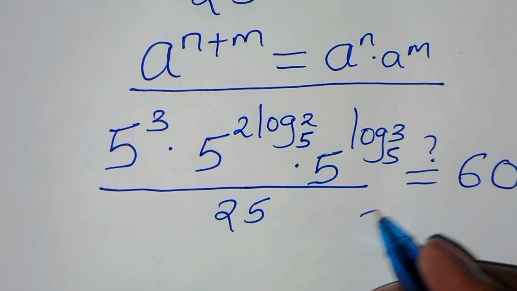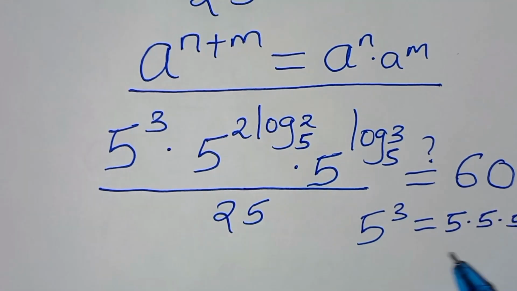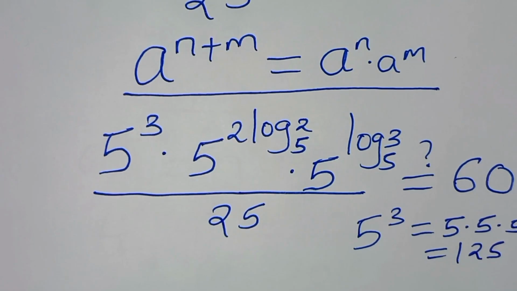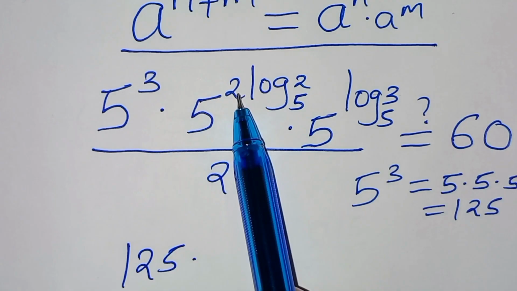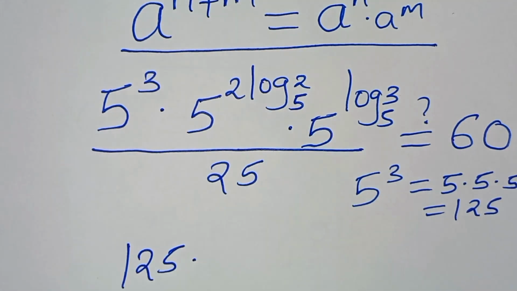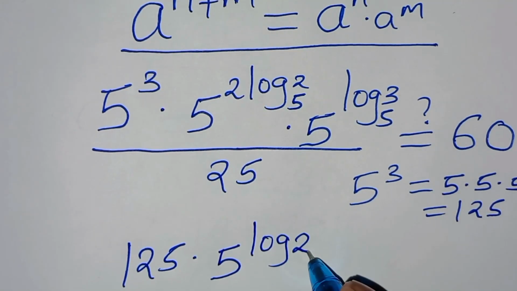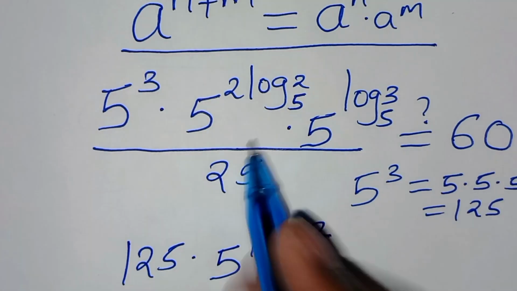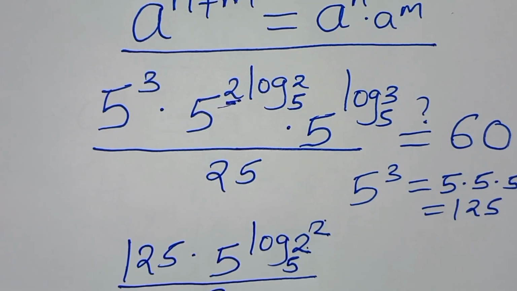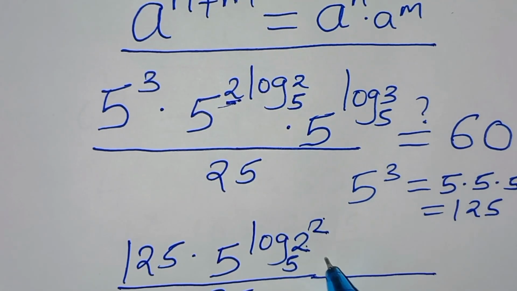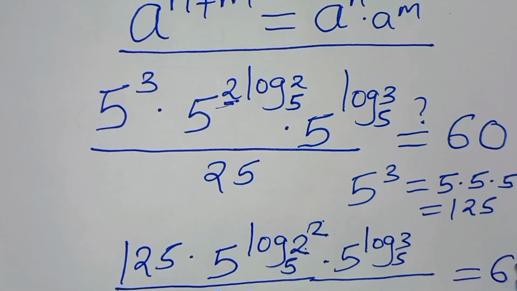The next step is that 5 to power 3 is the same thing as 5 times 5 times 5, and this is 125. So here we have 125 multiplied by 5 to power 2 log 2 to base 5. This is the same thing as 5 to power log 2 squared to base 5, because 2 log 2 is log of 2 to the power 2. This becomes 2 to power 2, divided by 25, then multiplied by 5 to power log 3 to base 5. This is supposed to give us a value of 60.